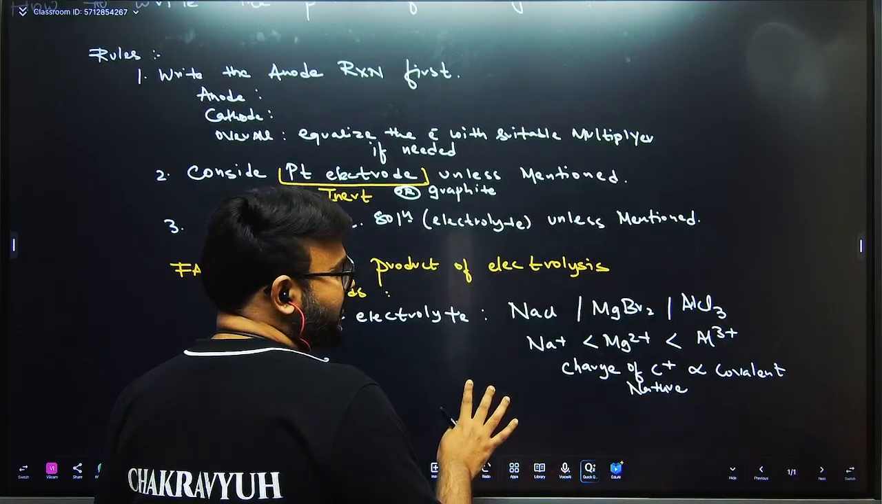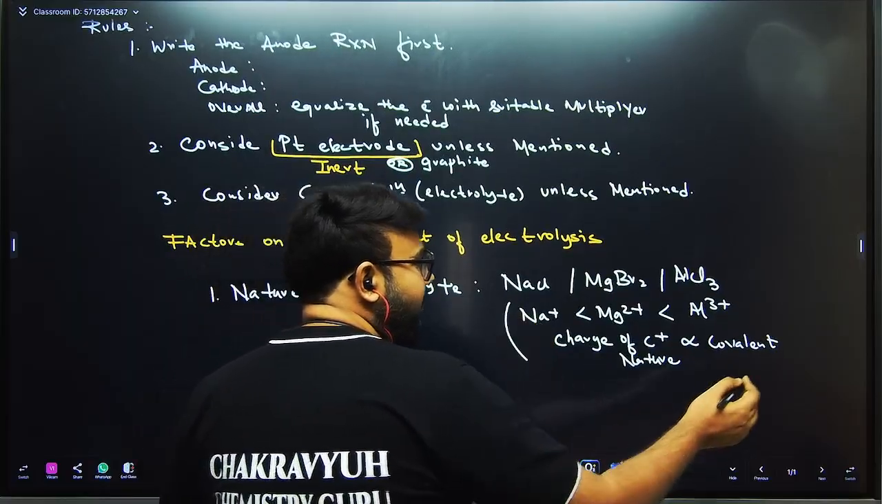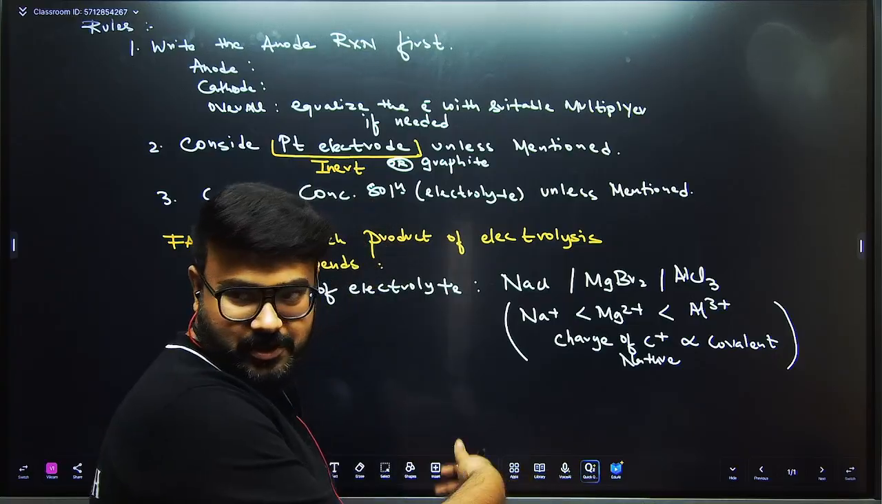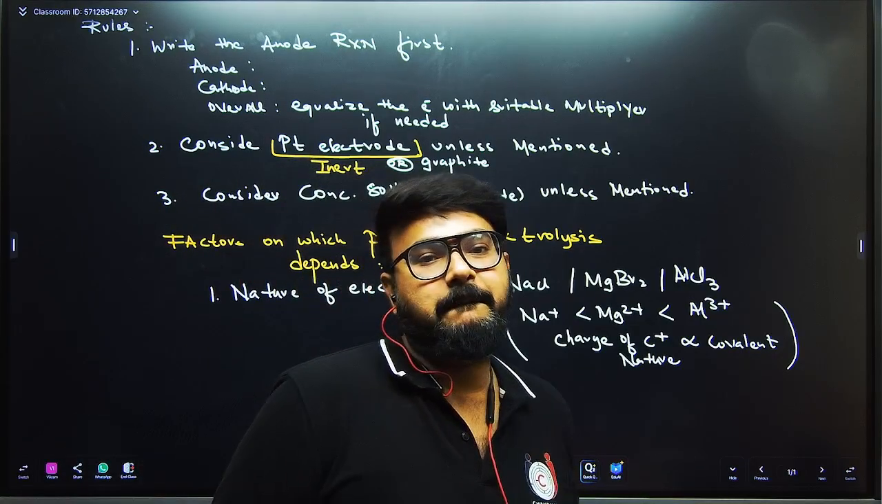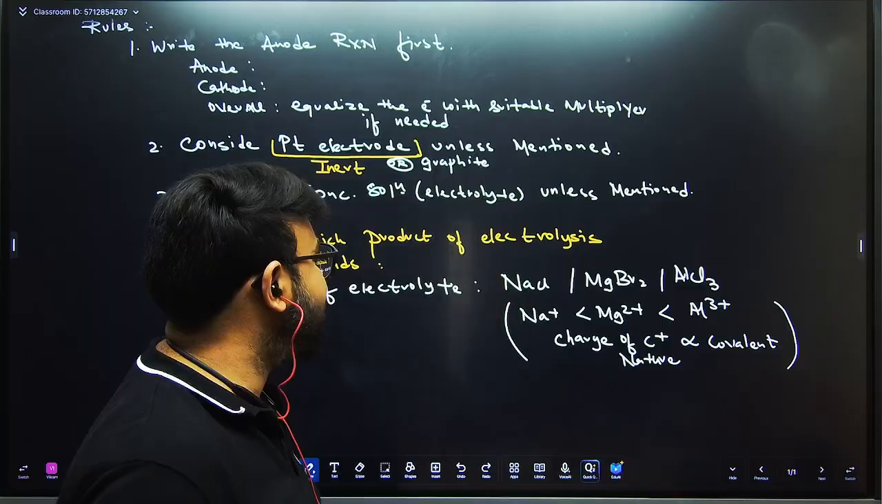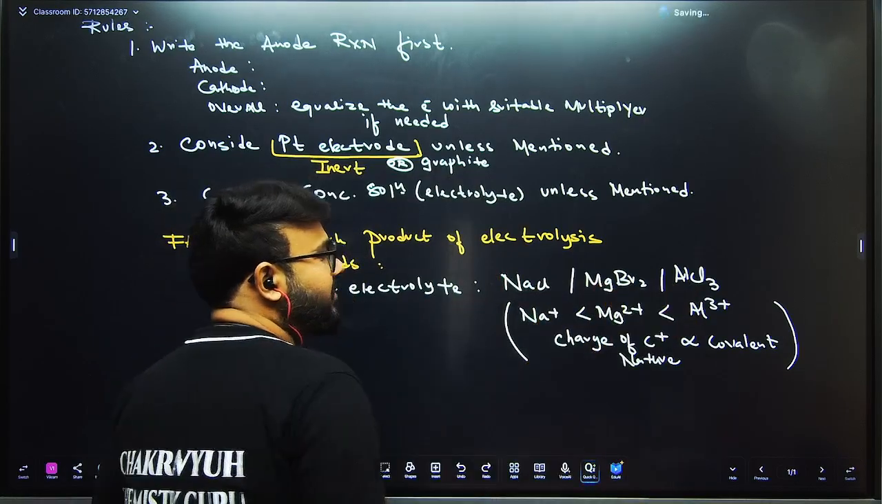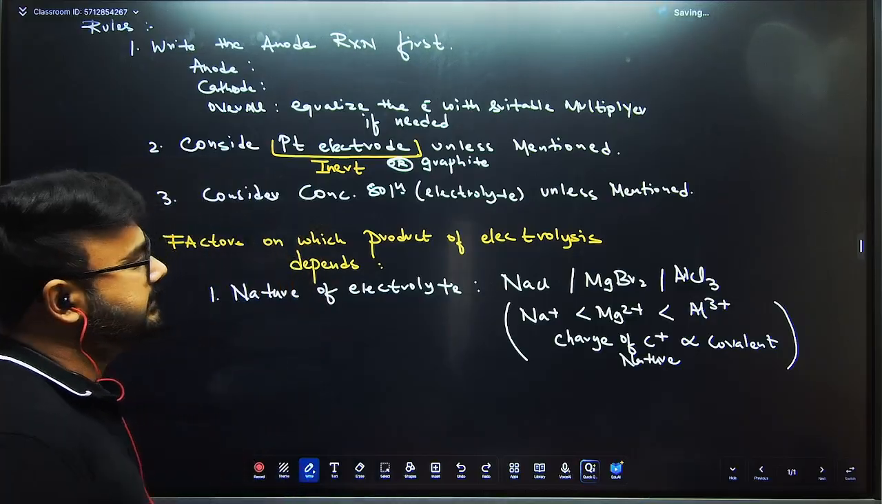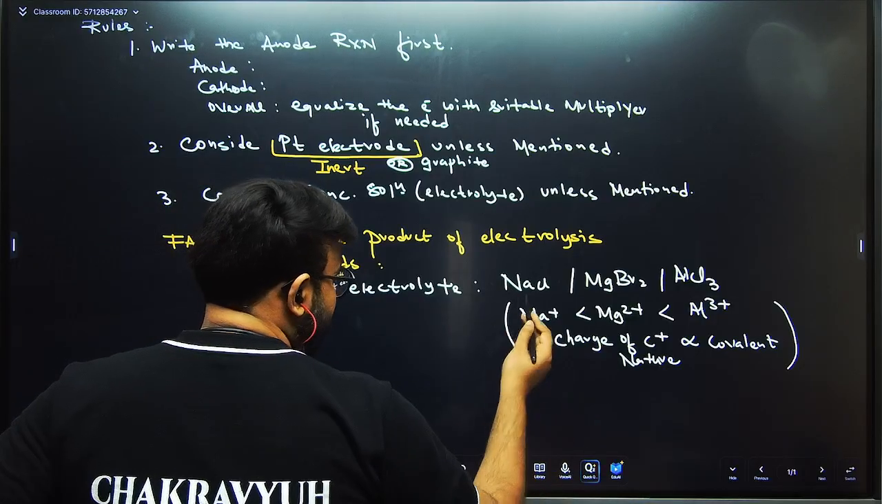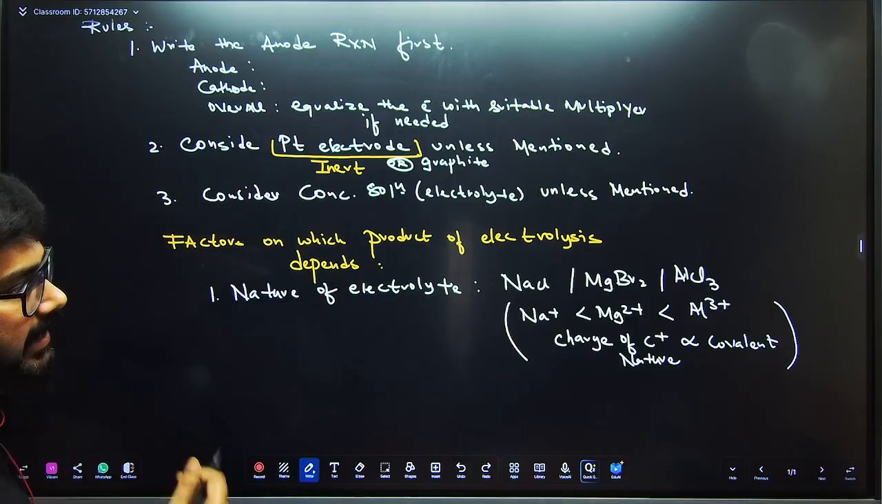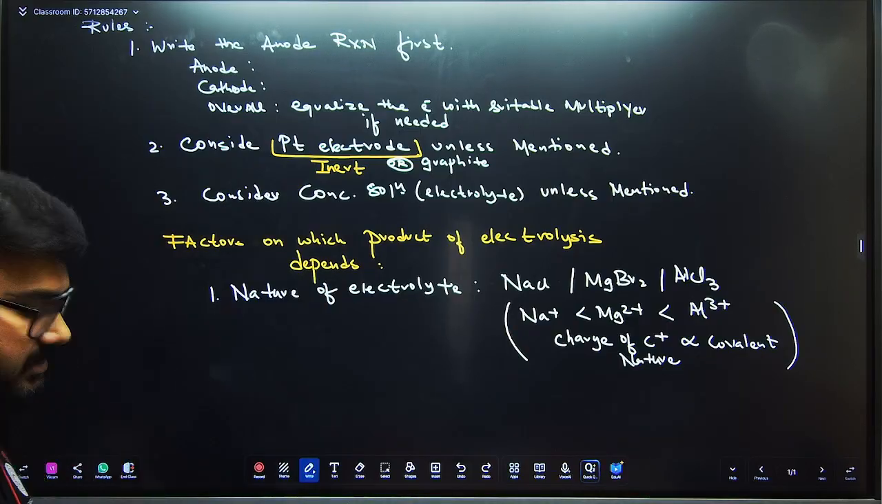Anyways, do not write this part which I have bracketed. This was a separate discussion. Just write this line, that is more than enough. You really don't need to write this in the bracket. So remember, Al3 plus, AlCl3 will have more covalent nature.